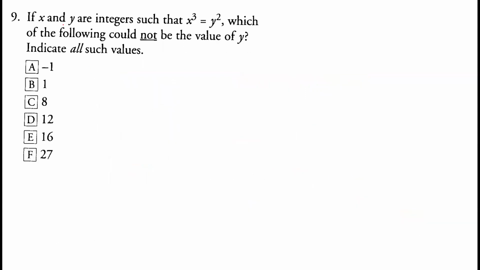Now question 9: if x and y are integers such that x cube equals y square, which of the following could not be the value of y? Indicate all such values. Now, can y be -1? So yes, definitely it can be. So -1 squared is basically 1. So yes, x can be 1. So 1 raised to power 3 is 1. So this can be a possibility.